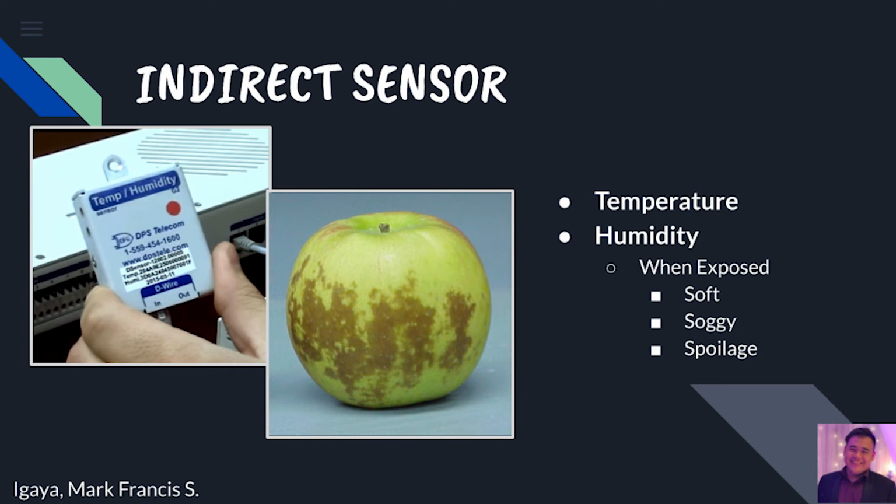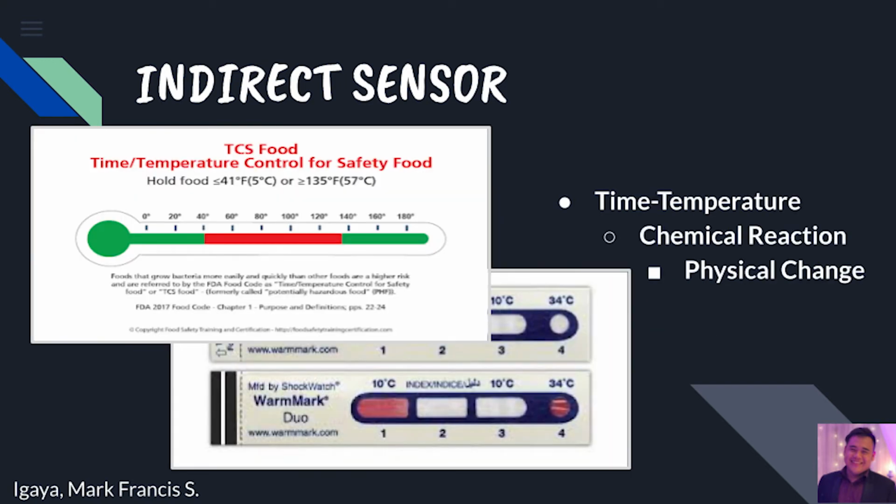Temperature and humidity inside the fruit package is an important factor to monitor freshness. The freshness of fruit products may rapidly change due to improper temperature and relative humidity conditions throughout the transportation and storage. Last is time temperature. The chemical and physical mechanisms are based on chemical reaction or physical change respectively due to the changes in time and temperature.